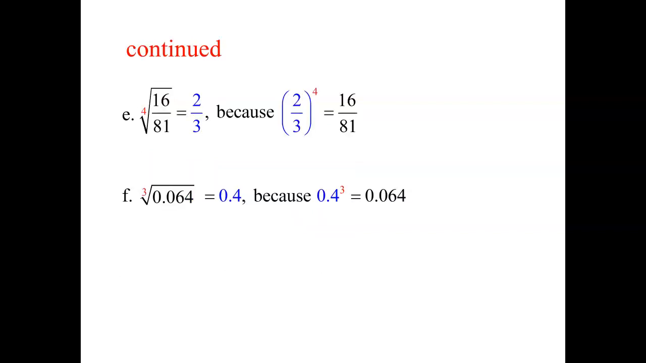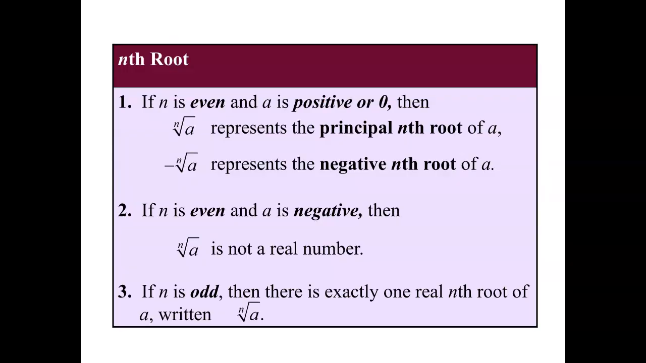Same thing with our fractions and our decimals. What number times itself 4 times gives me 16 over 81? Well, it's 2/3 to the fourth power. 2/3 times 2/3 times 2/3 times 2/3 will give me 16 over 81. And the same thing with decimals. What times itself 3 times gives me 0.064? Well, it's 0.4 times 0.4 times 0.4. That back and forth relationship.